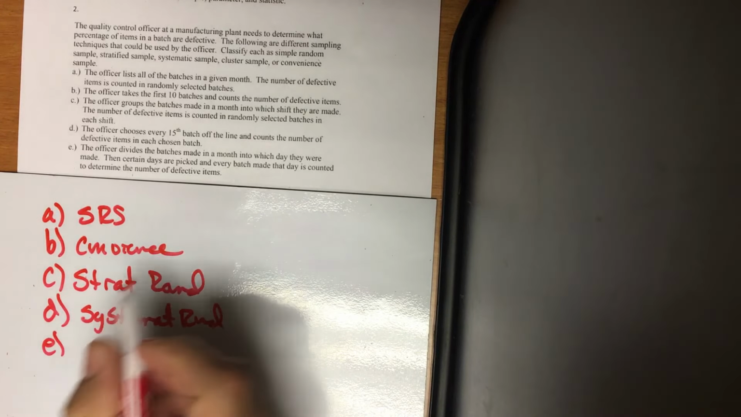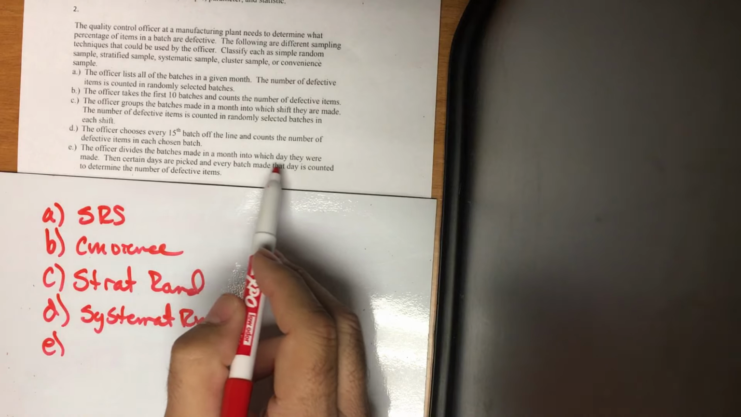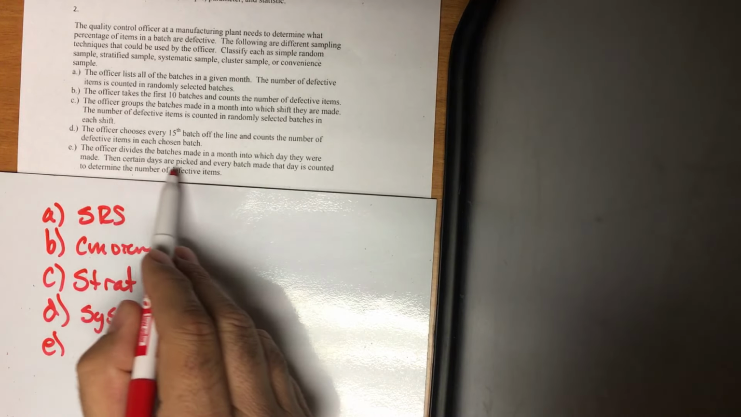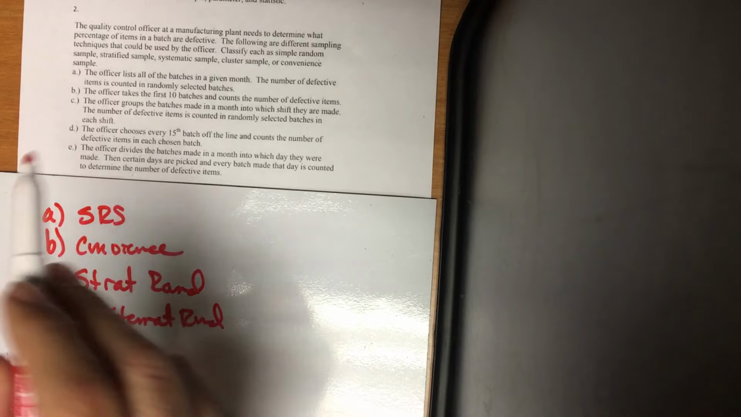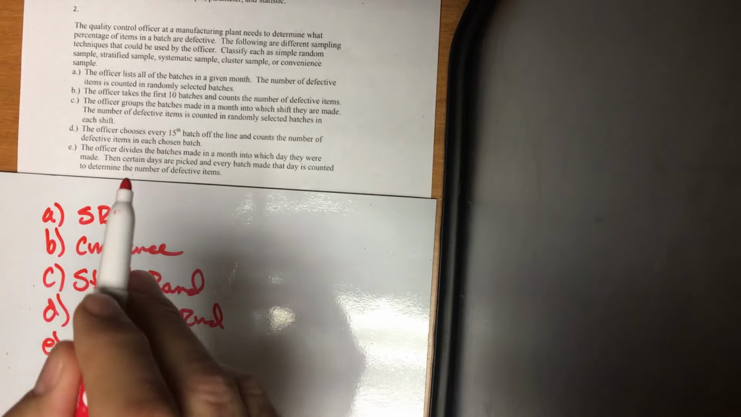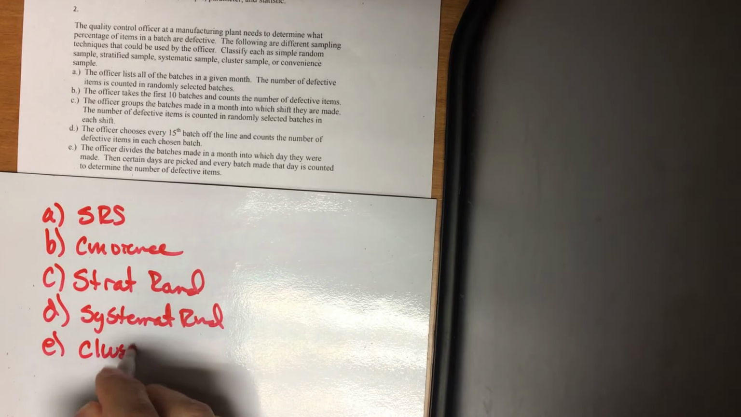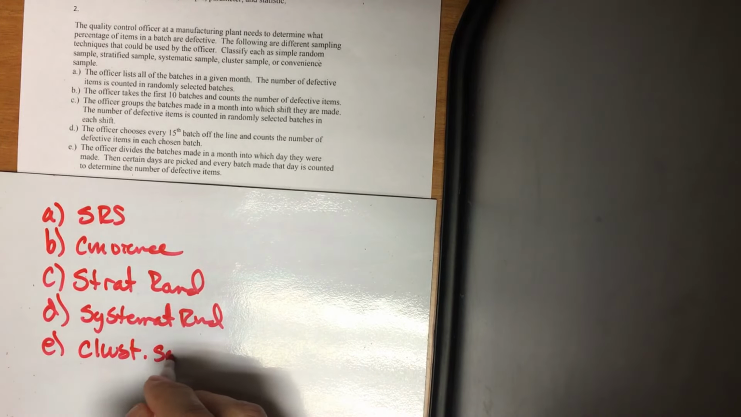And the last one. The officer divides the batches made in a month into which day they were made. Certain days are picked, and every batch made that day is counted. So he's broken them into groups and then randomly selects a group and takes everything in that group, right? So he's broken them up into clusters. So that's a cluster sample.